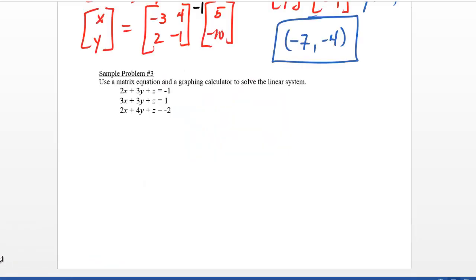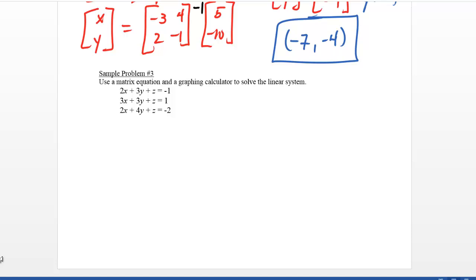Now, that being said, we're not going to do anything different here. We're going to take the coefficients and make a matrix out of them, and then we're going to make a variable matrix, and we're going to solve it the exact same way. So take a minute or two to see if you can figure that out.